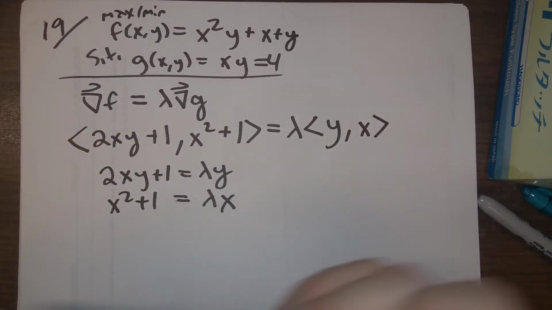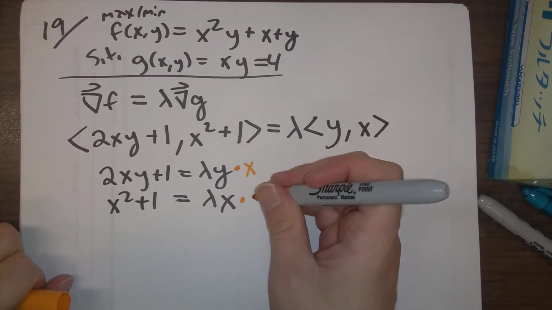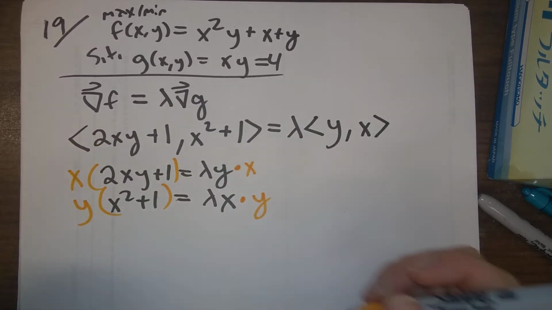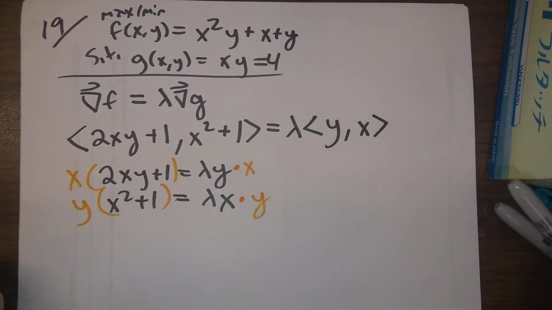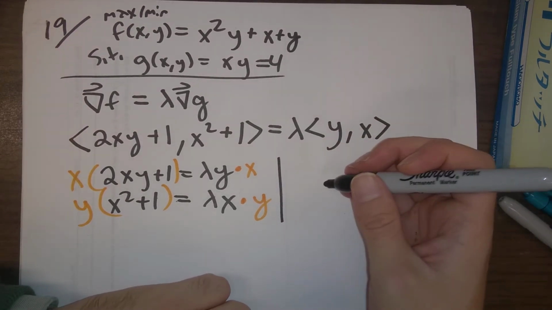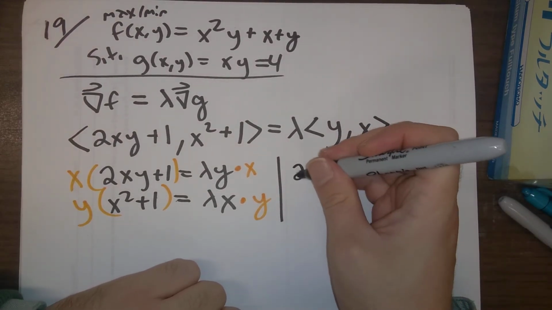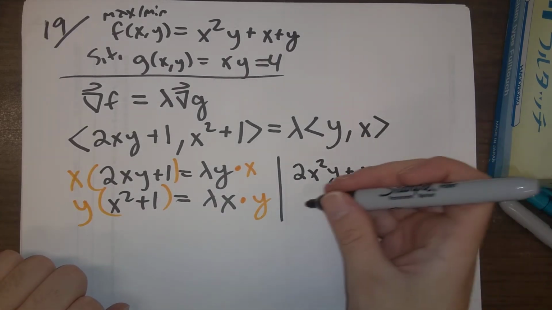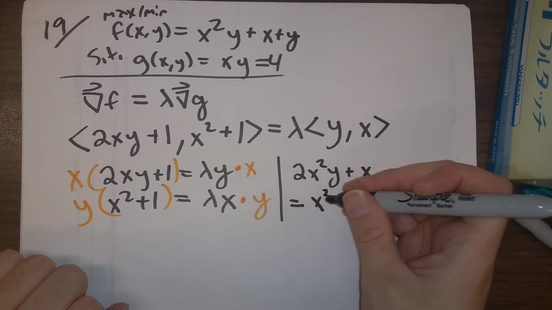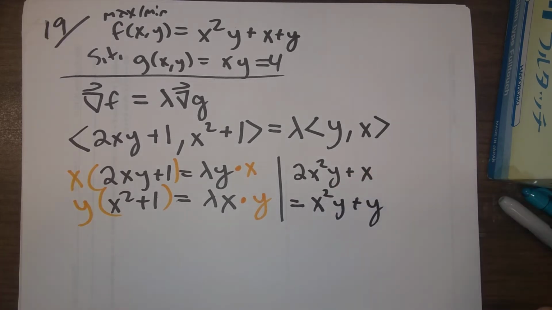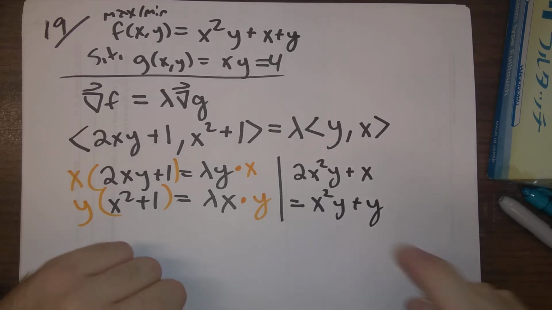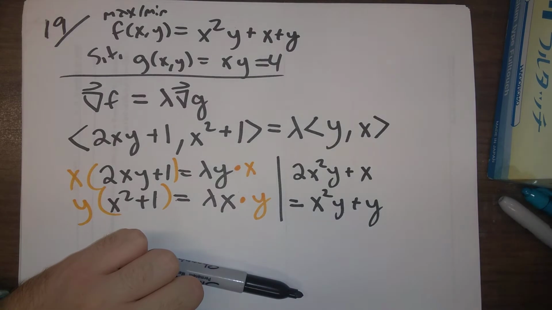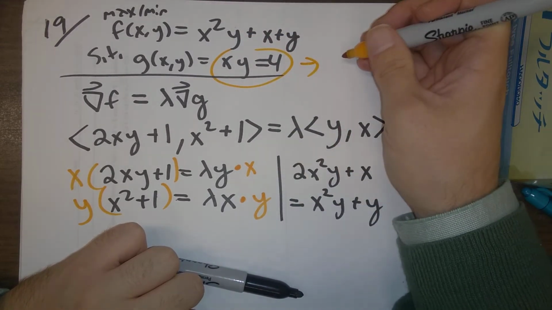Let's make these two look like each other. Let's multiply that by x. Let's multiply that by y. Multiplied by y. Multiplied by x. And so, what do we end up with? We end up with 2x squared y plus x is equal to x squared y plus y. So at this point then, we've got this equation to work with. It looks kind of messy, but let's use this fact here.